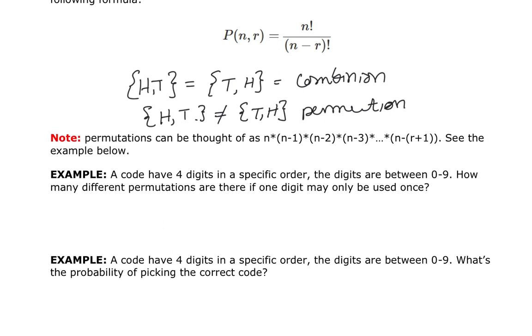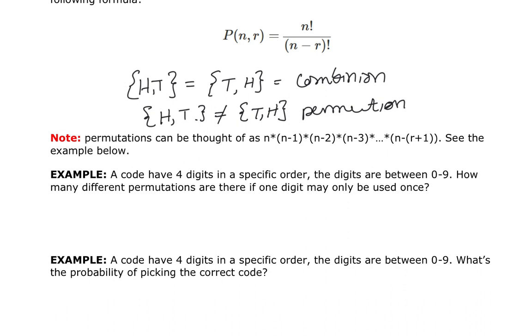When you're doing permutations, you can think of it as n, n minus 1, n minus 2, all the way down to n minus r plus 1. So let's do this example by looking at what this looks like with this formula. Find a code that has 4 digits in a specific order, and the digits are between 0 and 9. How many different permutations are there? Because with a code, order matters.